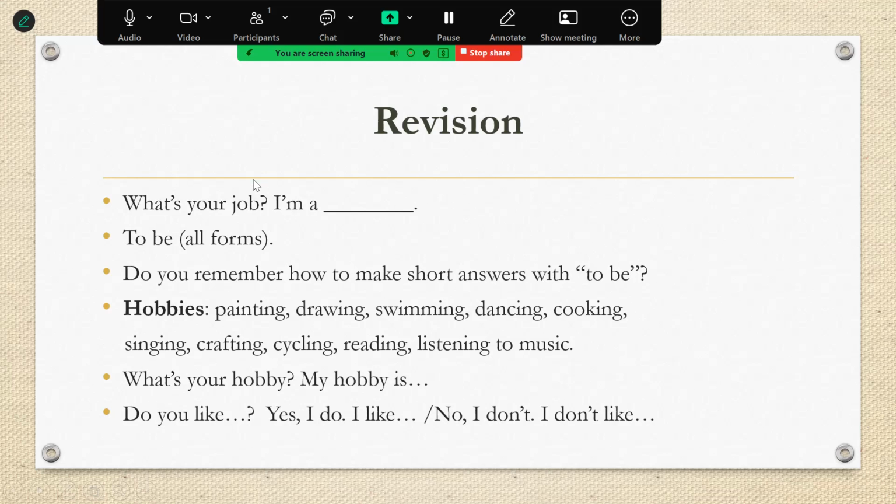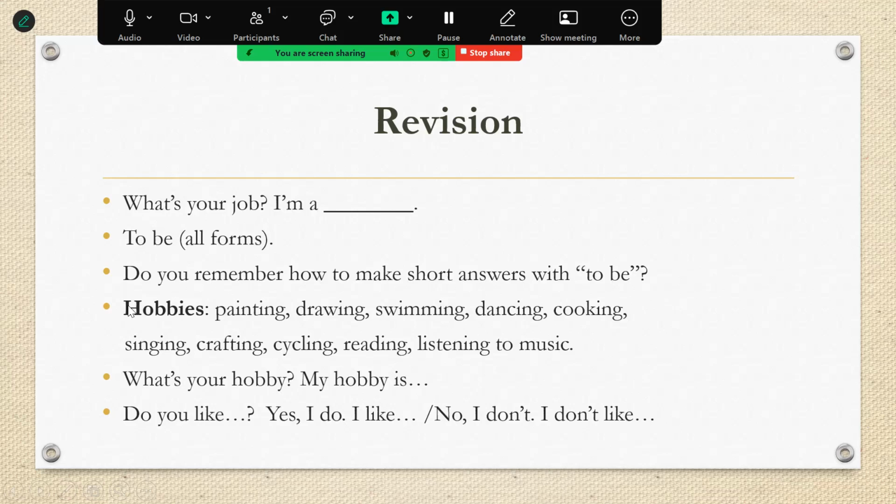During today's lesson, we revised the phrase, "What's your job?" You practiced answering this question. We revised all forms of the verb to be: positive, negative, and interrogative or question form. Now tell me, please, do you remember how to make short answers with to be? Yes, I am. No, I'm not. Yes, he is. No, he isn't. Yes, we are. No, we aren't, and so on. If you don't remember this, go to the previous lesson and learn all these forms.